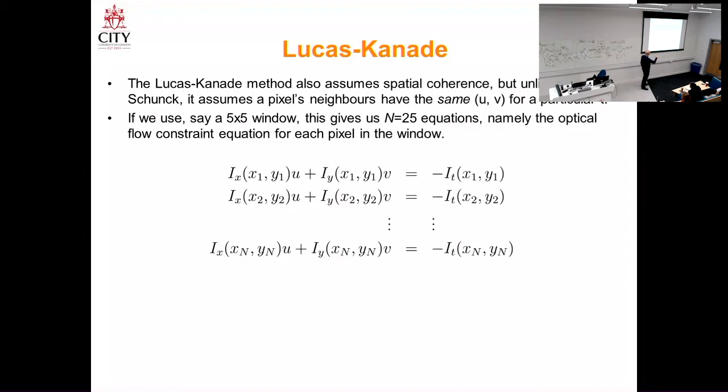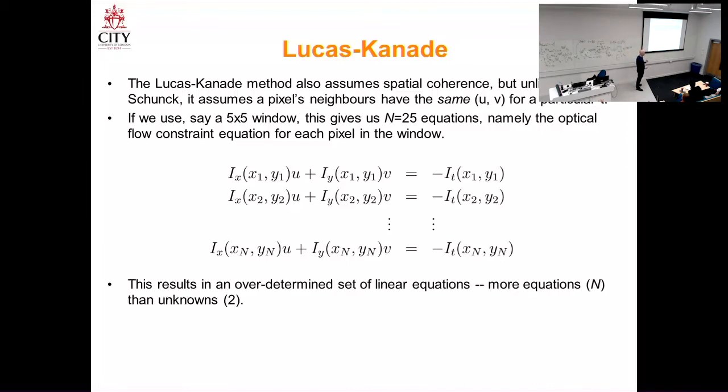And I can write them out like this, okay? So at pixel 1, here's the optical flow constraint equation, okay? Then I can do the same thing at pixel 2, and so on, until I get to n of these pixels. 25 in this case, if I have a 5x5 patch. So, this gives you actually an overdetermined set of equations. Okay, we're only trying to solve for u and v at the current pixel, so I have 2 unknowns. But now I have 25 equations. Okay? So that's actually a good thing to have. We've got an overdetermined system.